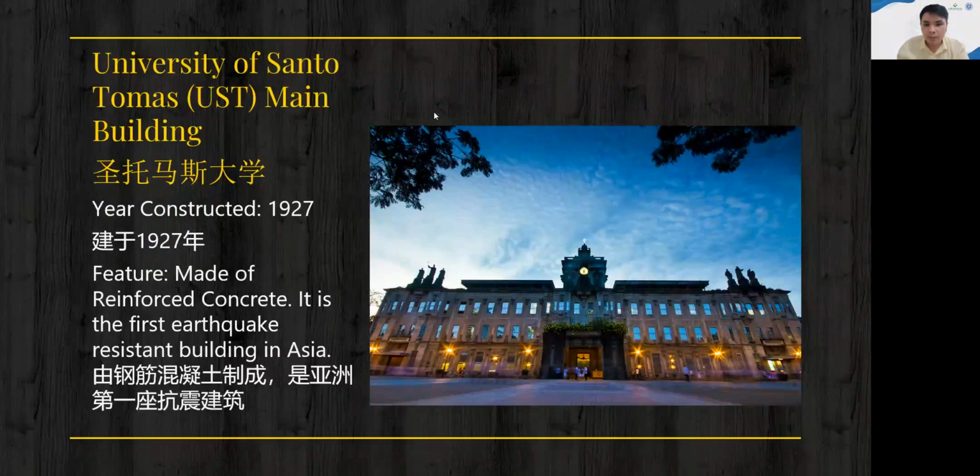The next one would be the University of Santo Tomas main building. By the way, this is the school where I graduated in college. It was constructed in 1927. The main feature is that it is made of reinforced concrete. And also, it is the first earthquake-resistant building in Asia.